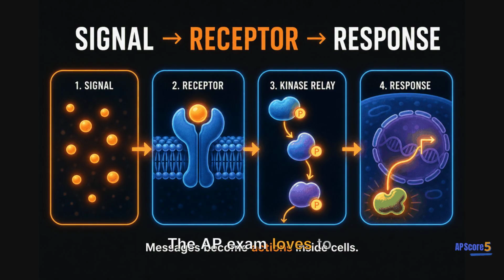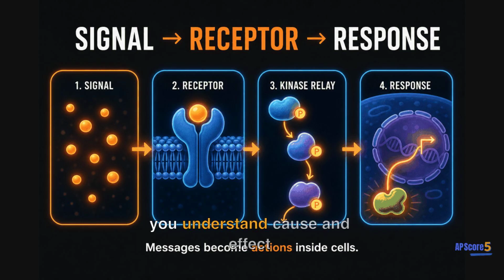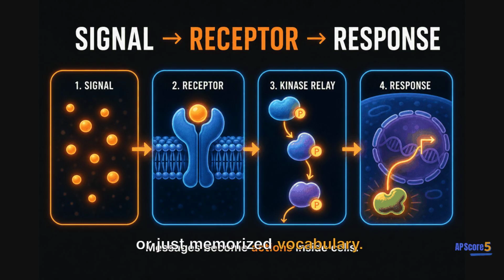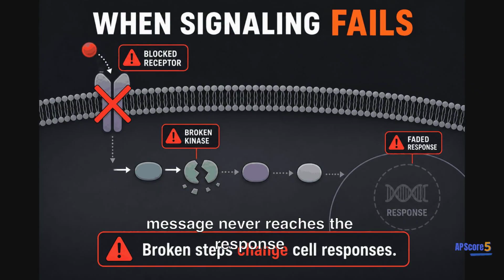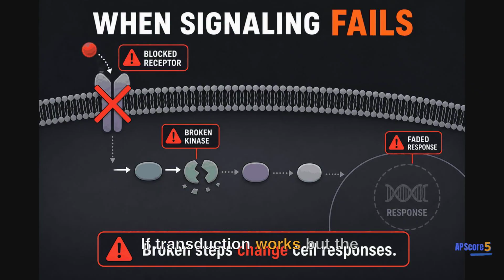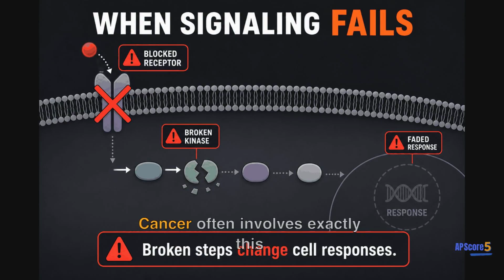The AP exam loves to ask what happens when one step in the pathway fails, because the answer reveals whether you understand cause and effect, or just memorize vocabulary. If the receptor is missing or blocked, the signal cannot bind, and the cell ignores the message entirely. If the receptor works but a transduction protein is broken, the signal binds, but the message never reaches the response machinery. If transduction works, but the final response gene or enzyme is disrupted, the cell receives the message but cannot act on it. Cancer often involves exactly this kind of communication breakdown.